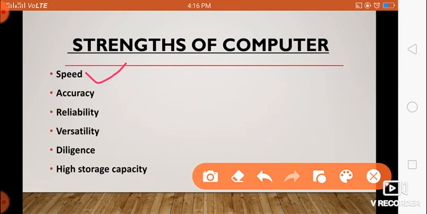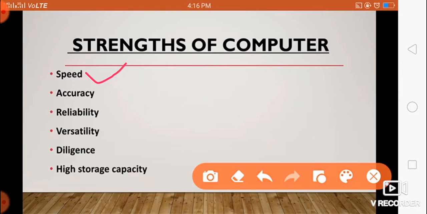Next strength of a computer is high storage capacity. We can store a huge amount of data in a computer system, and if you all know about the computer's memory, we can increase the computer's memory according to our need. If you feel that there is not enough space in the computer, we can increase the storage capacity of the system, and we can store a huge amount of data in it.